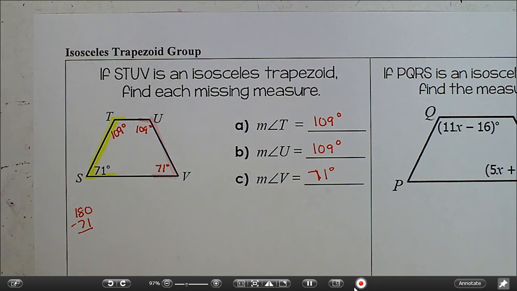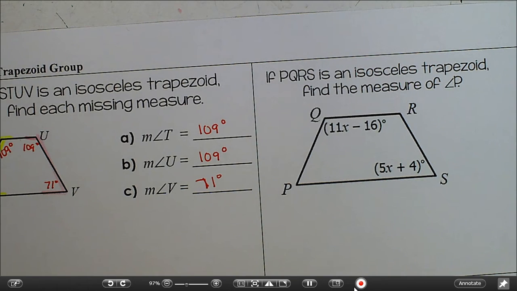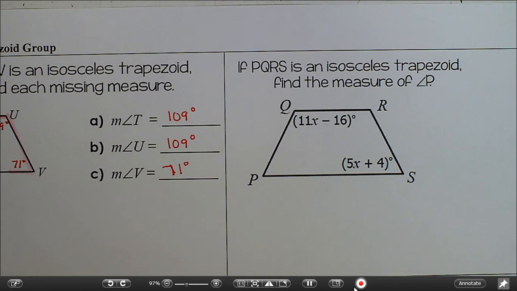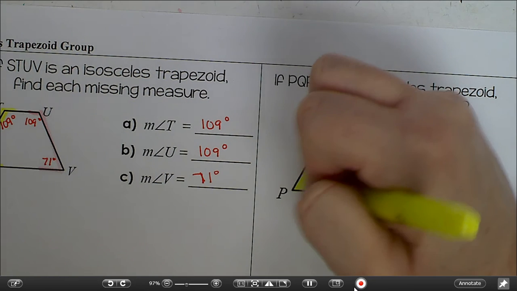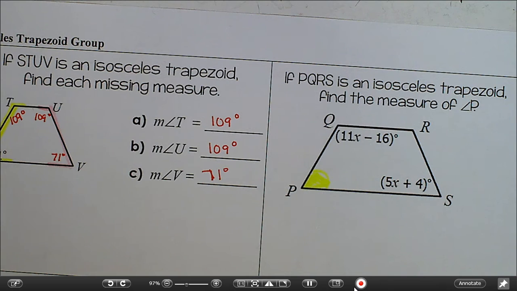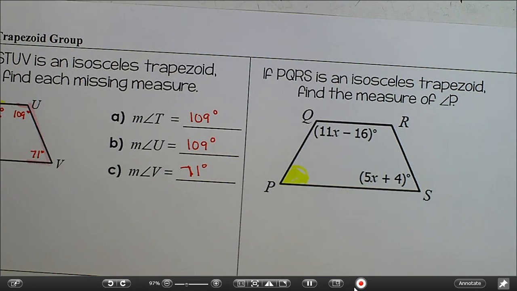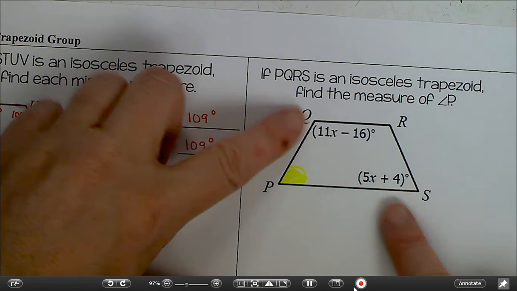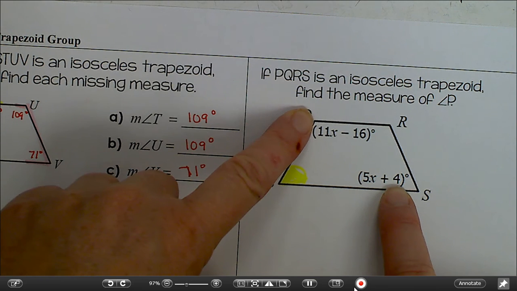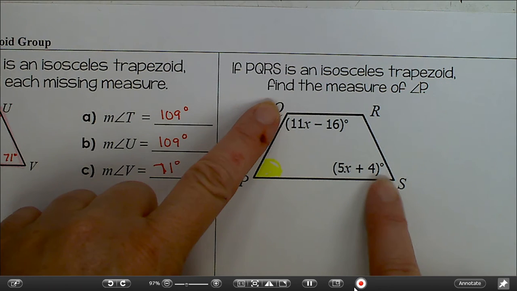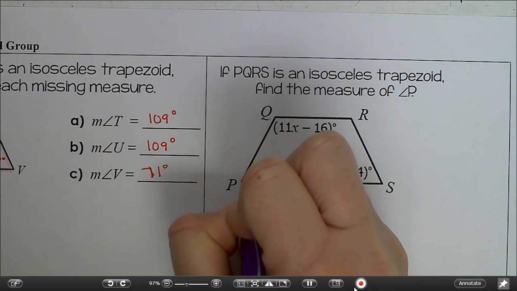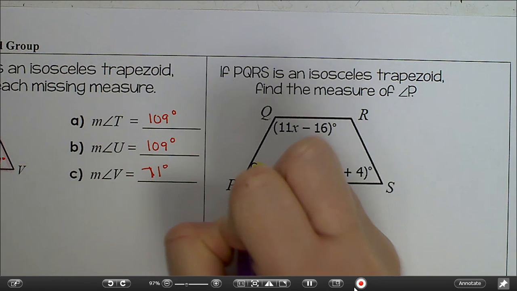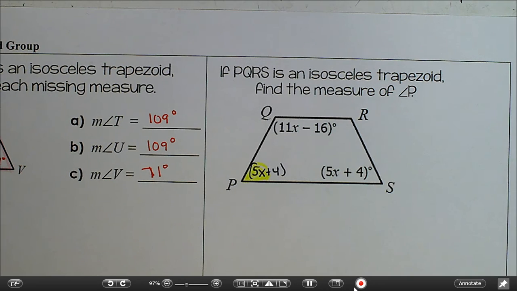All right. If PQRS is an isosceles trapezoid, find the measure of angle P. So we want this angle this time, which is empty right now. There's a couple ways that you could look at it. The first thing that jumps out at me is to add these together and set them equal to 180, because in an isosceles trapezoid, opposite angles are supplementary. But I also think about moving this 5x plus 4 here, because base angles are congruent. So I'm going to go with this one.